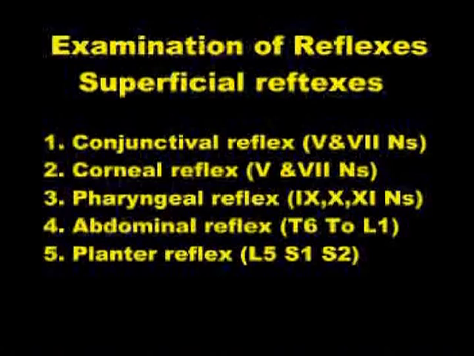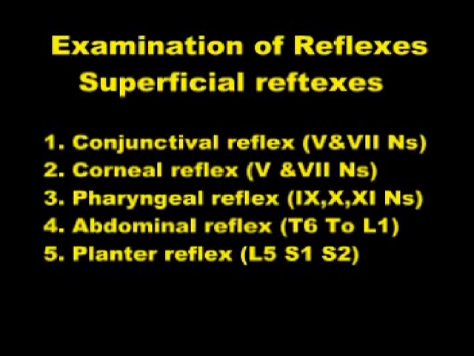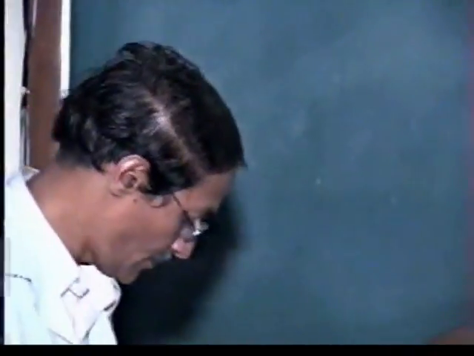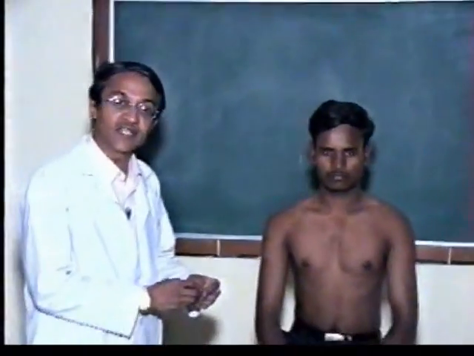Now, examination of reflexes. Reflexes are classified into groups: superficial reflexes, conjunctival reflex, corneal reflex, pharyngeal reflex; and deep reflexes, biceps jerk, triceps jerk, supinator jerk, knee jerk and ankle jerk. In superficial reflexes, receptors are in skin and mucous membrane, and in deep reflexes, receptors are in muscles or tendons.